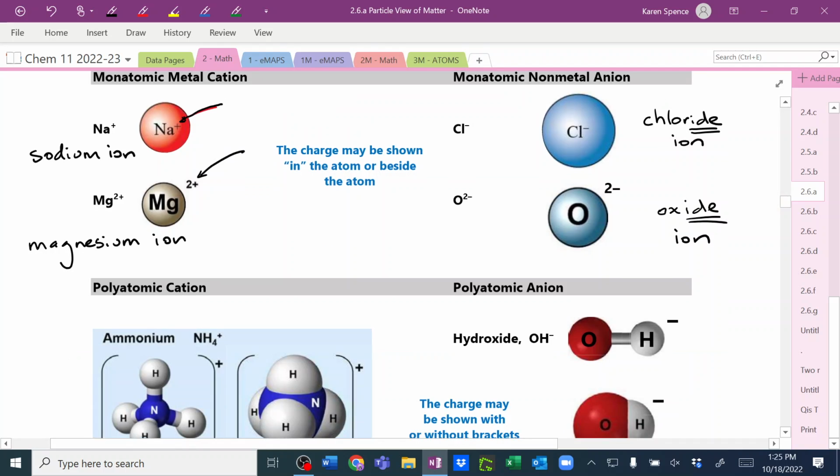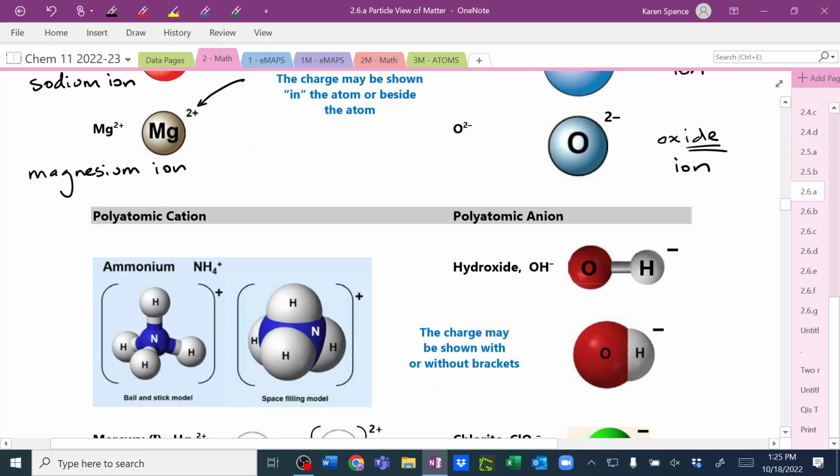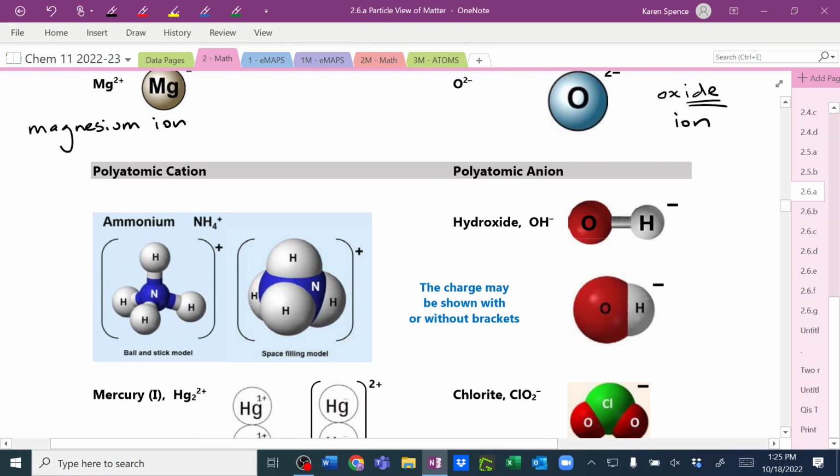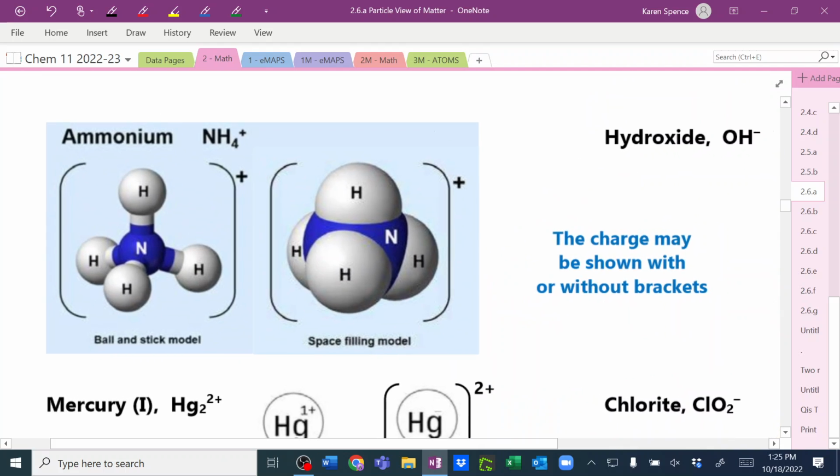And here we have some polyatomic ions. There's not actually very many polyatomic cations. There's only 2 of them. One of them is called ammonium, which we just looked at. And if we look at the ball and stick model, it's easy to see that we have 4 hydrogens and 1 nitrogen. Even the space filling model isn't too bad for that one.